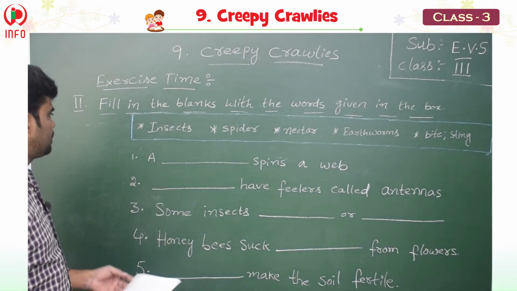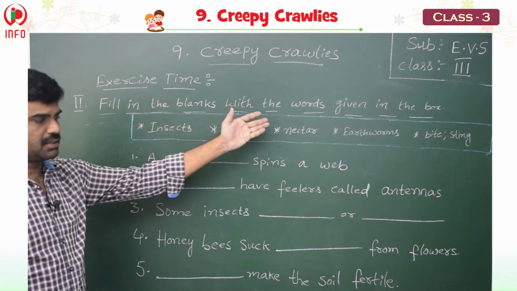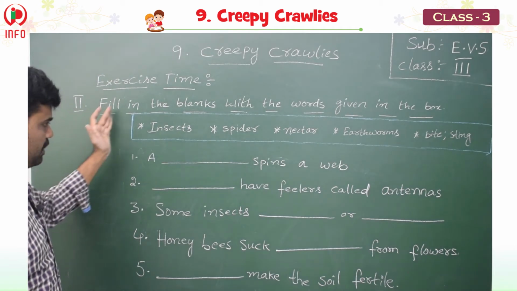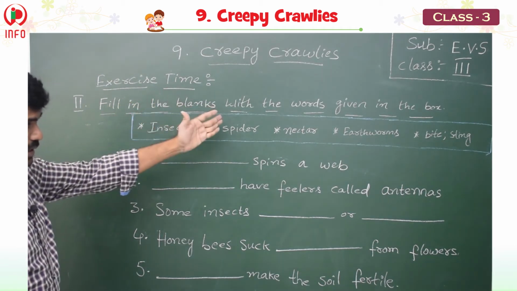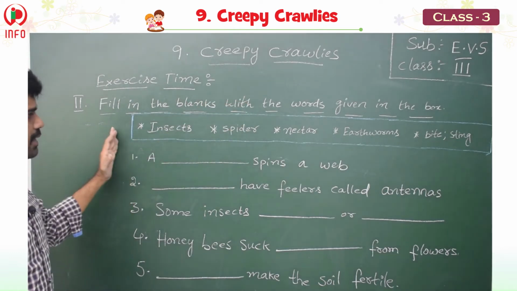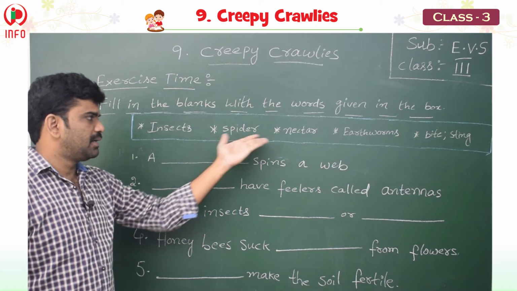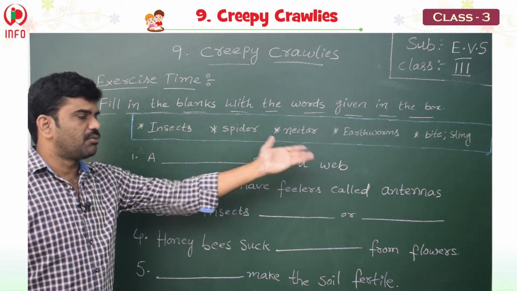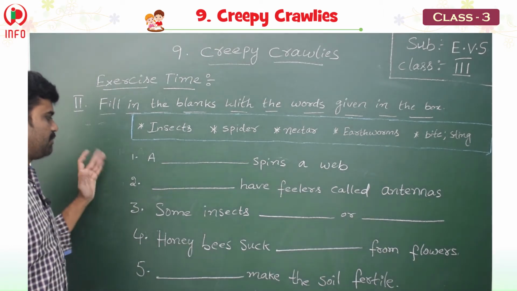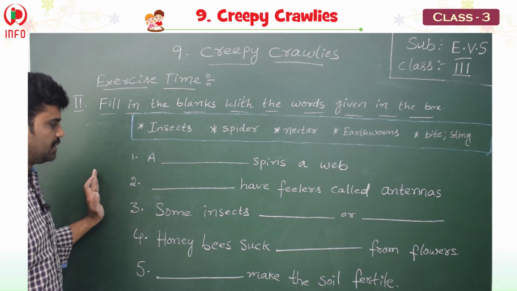Children, now it is the second one. Fill in the blanks with the words given in the box. Okay, what is this? Fill in the blanks with the words given in the box. So, what is there in the box? Insects, spider, nectar, earthworm, bite, sting. So, here 5 fill in the blanks are there, children.